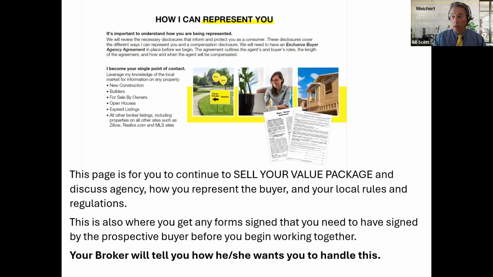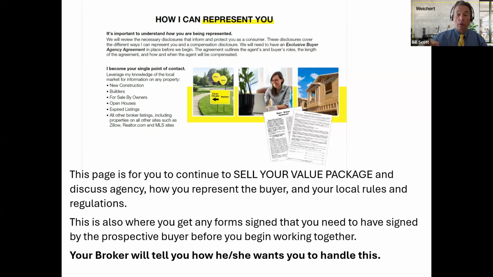And then you're going to come here and you're going to talk about how you can represent them. This has some of the same things as on the roadmap, but it also goes into the different kinds of properties that you can help with them. New construction, builders, for sale by owners, open houses, expired listings, and all other broker listings. And I think this is the place where we want to get our agreement out.